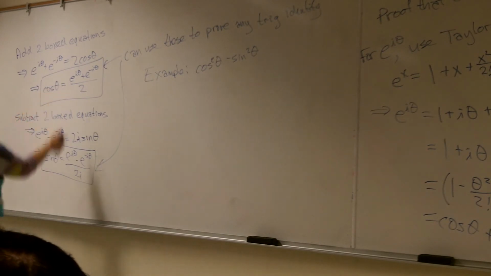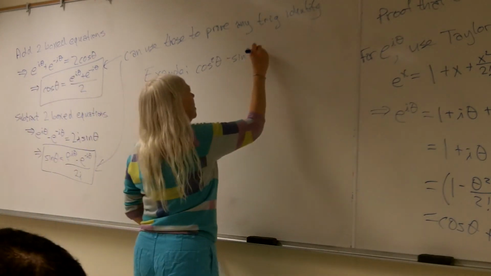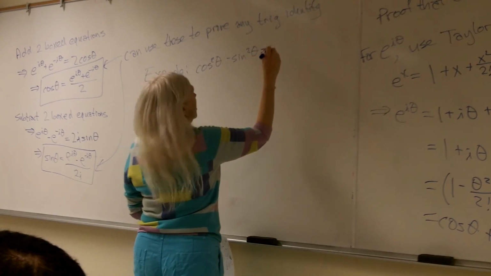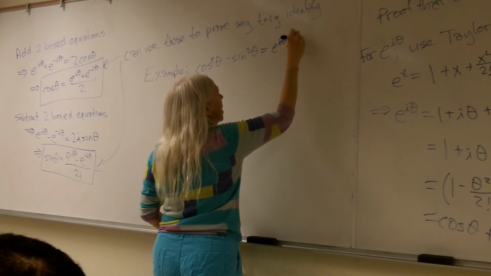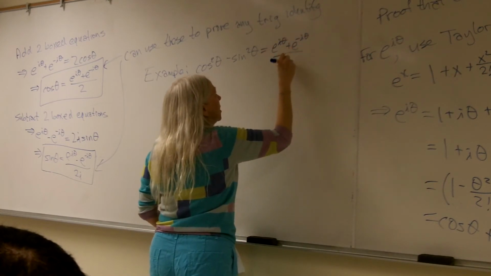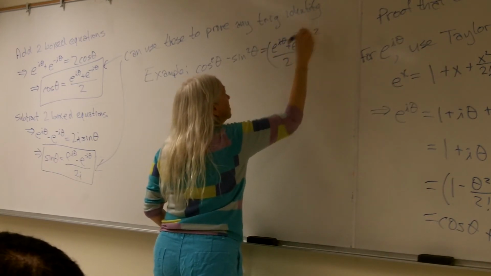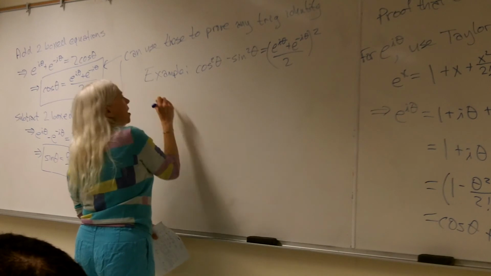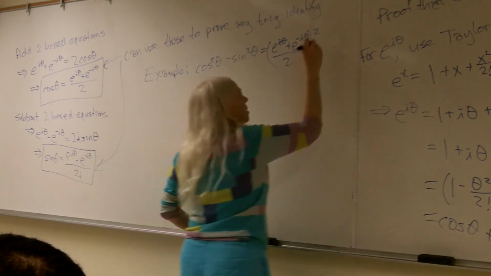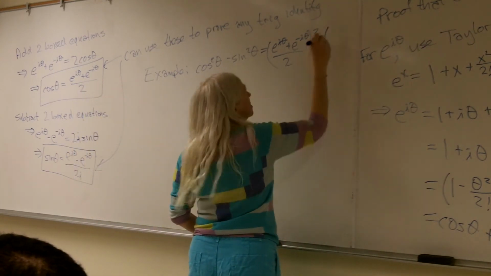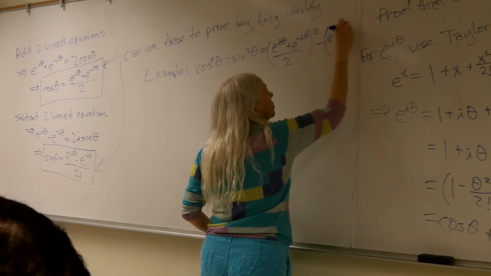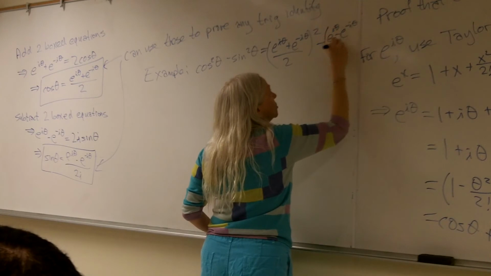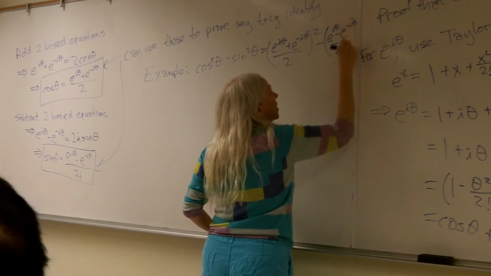So let's just substitute these for sine and cosine. Okay, so cosine theta is e to the I theta plus e to the minus I theta over 2. It gets squared. And then minus sine theta, and sine theta is e to the I theta minus e to the minus I theta over 2I. And that gets squared.